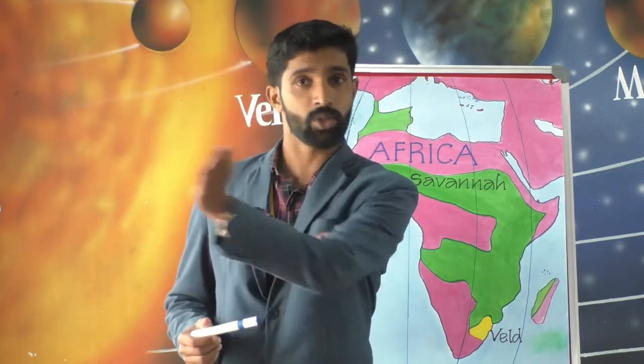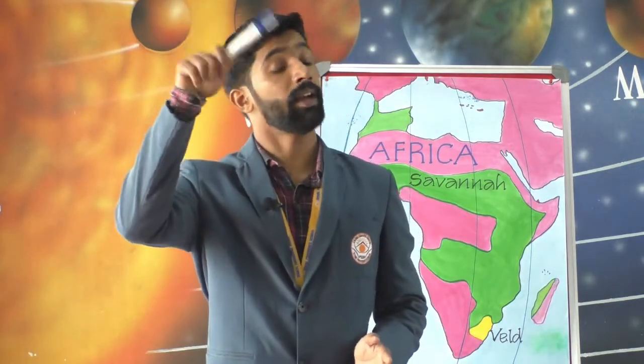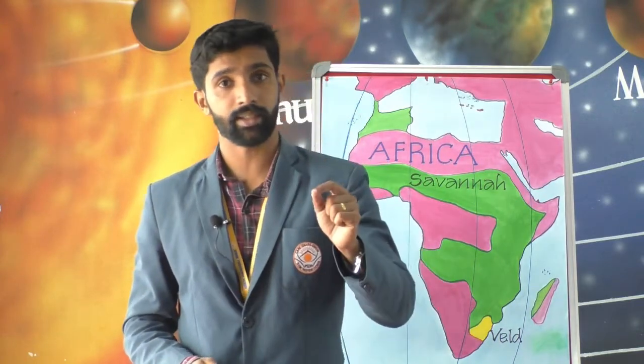And let us see about the land. What is the speciality of the land over here? The veld is located on a plateau descending in a series of steps. The highest part is known as high veld, and its elevation ranges between 1200 meters to 1800 meters from the sea level.